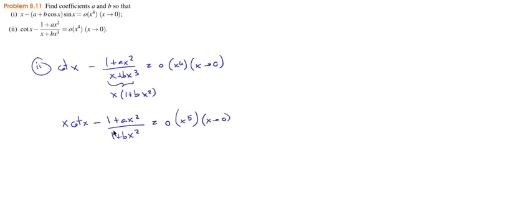And this is valid because if this is an approximation when x goes to 0, that means that x is never going to be exactly equal to 0.